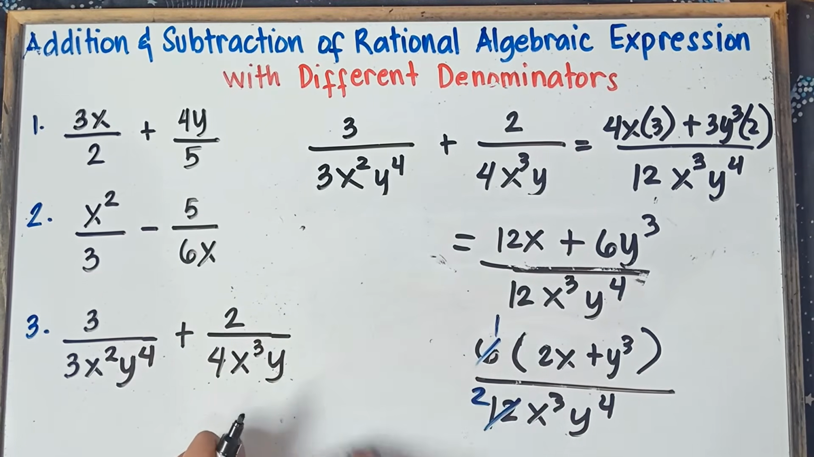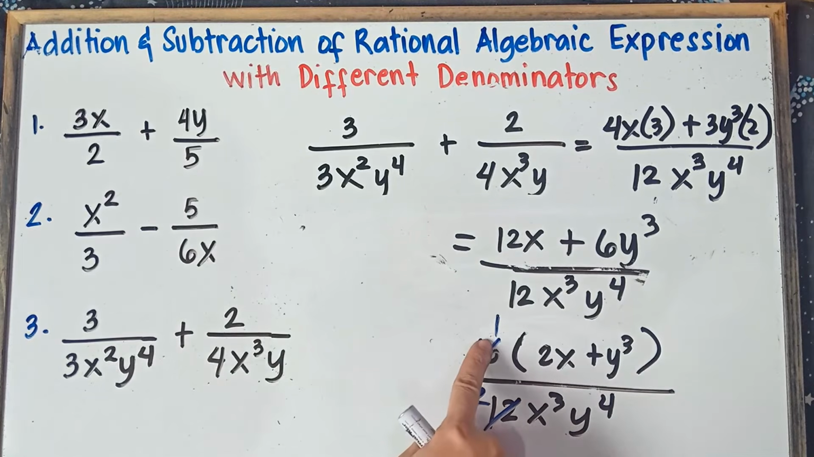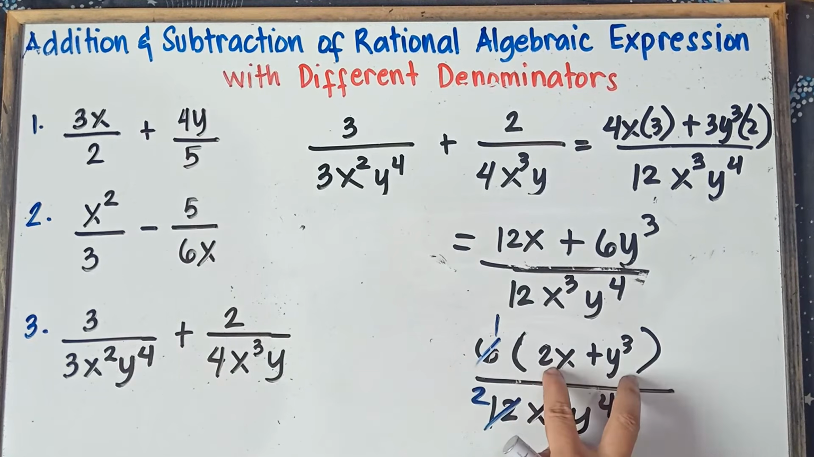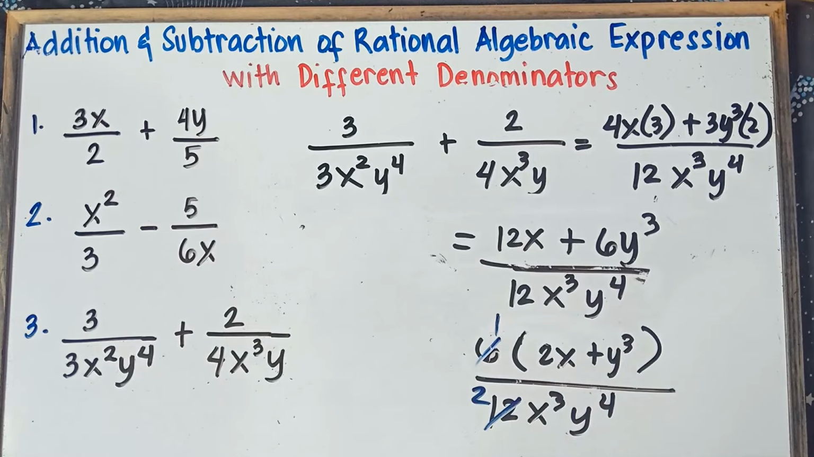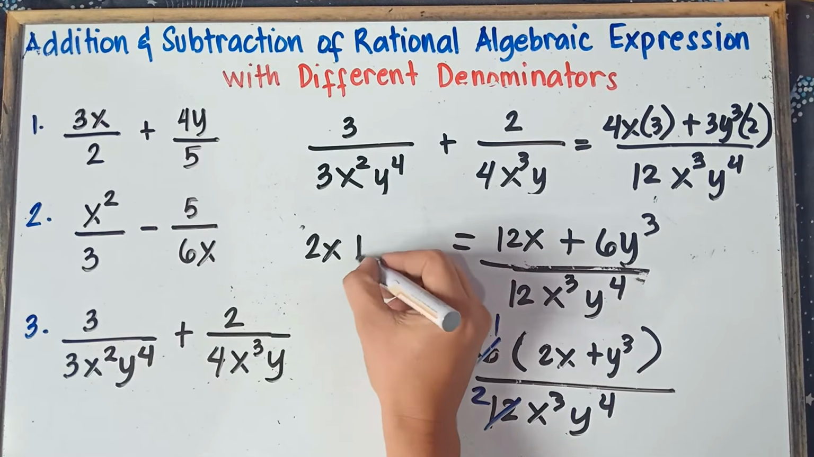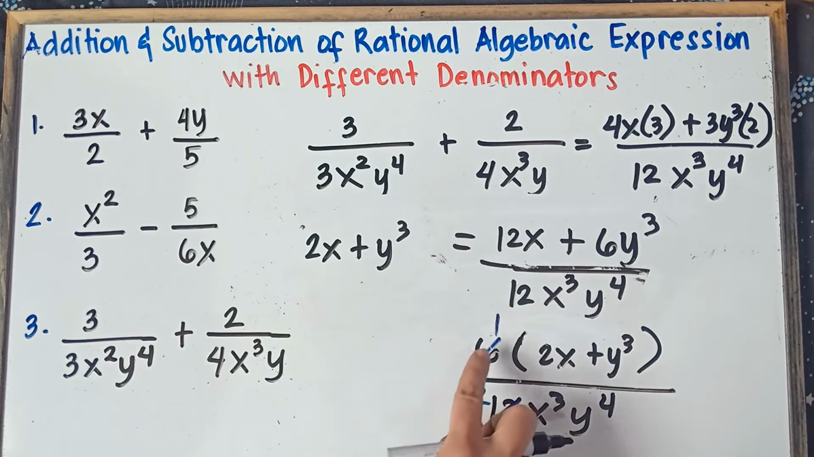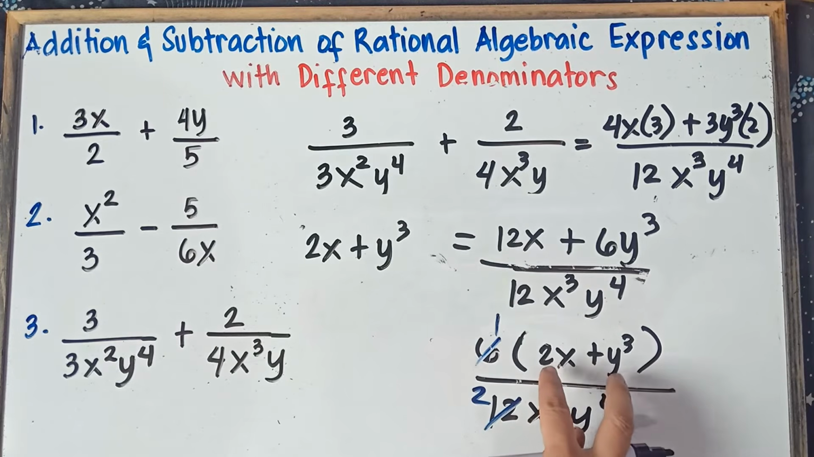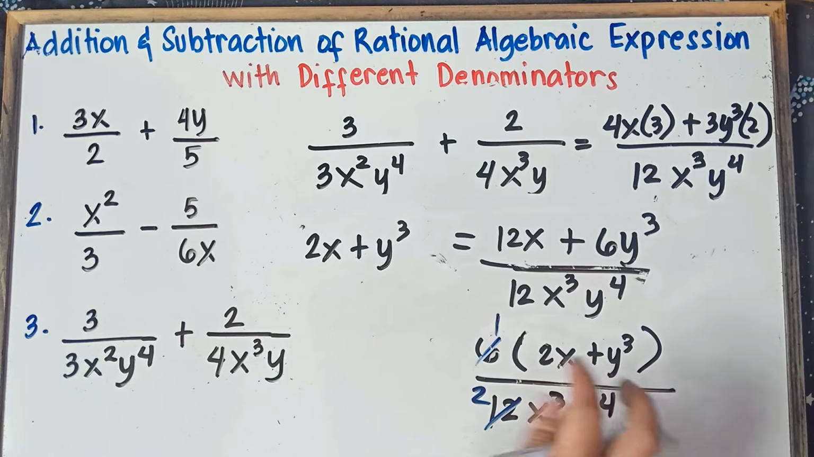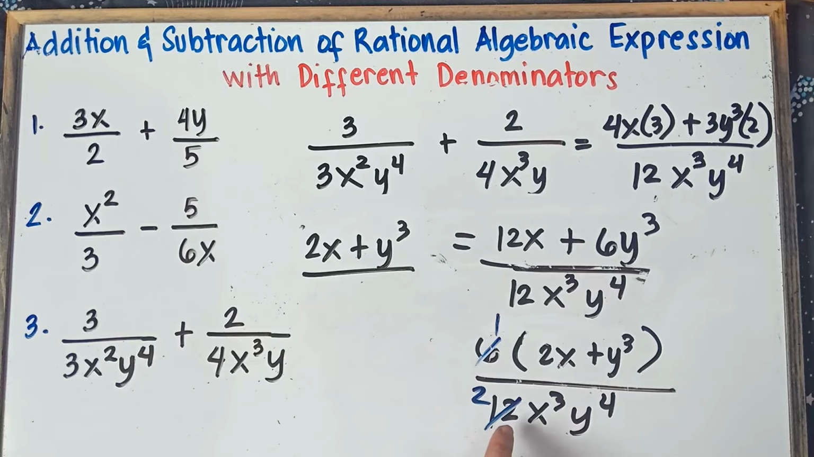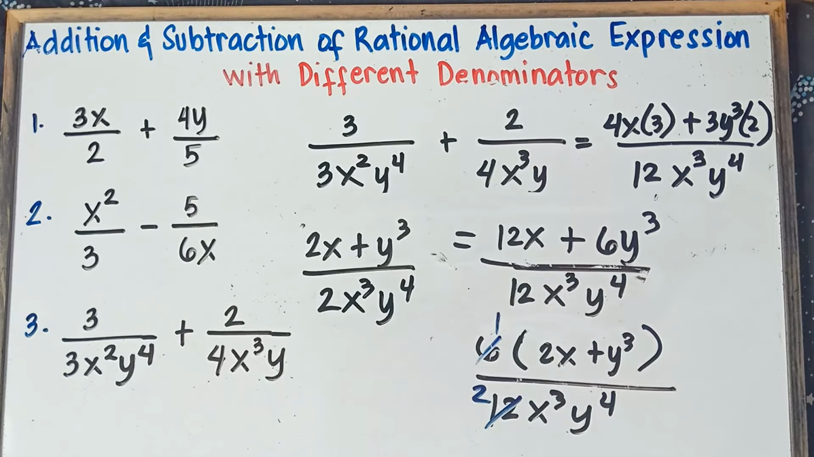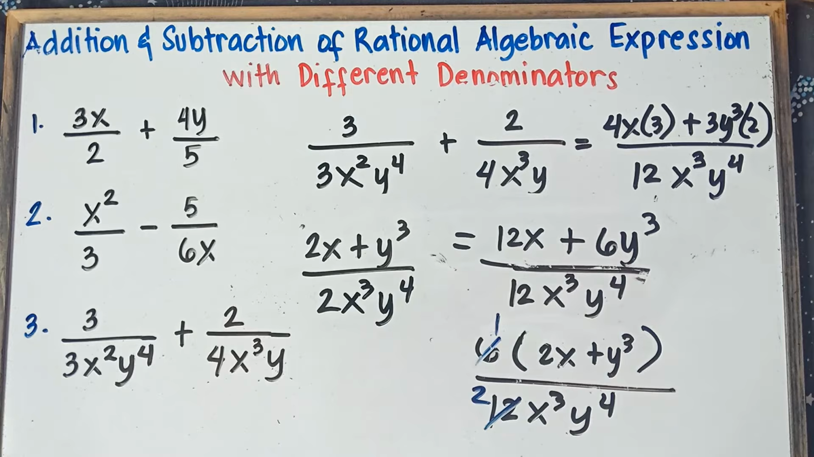Alright, and then our final answer. So 1 times this expression. Simply copy this expression, that would be 2x plus y cubed, over, so this 12 becomes 2. So copy 2, and then x cubed, copy y raised to the power 4. That's it, class. That's the answer, class, with regards to example number 3.